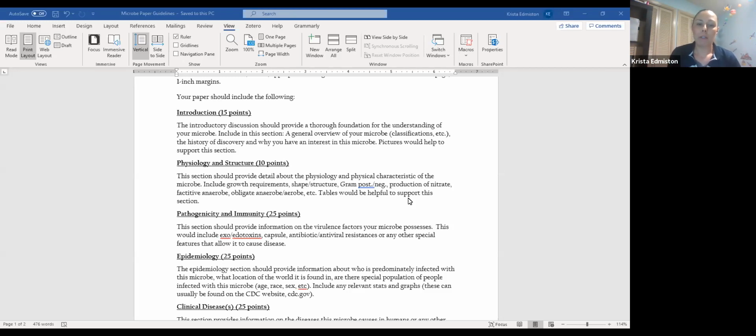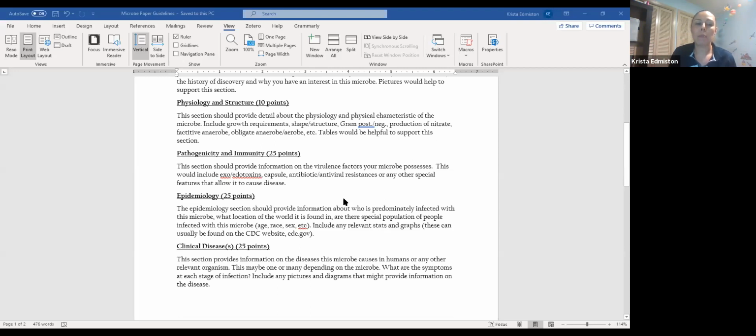Maybe a little bit about the virus, any specific virus proteins that it has. How does it cause disease? Especially with the viruses, you might see terms like cytokine storm, or something to do with how the immune system is reacting to it. So it's not necessarily the organism, but how our immune system reacts to it. So you might include something like that, depending on the type of organism you picked.